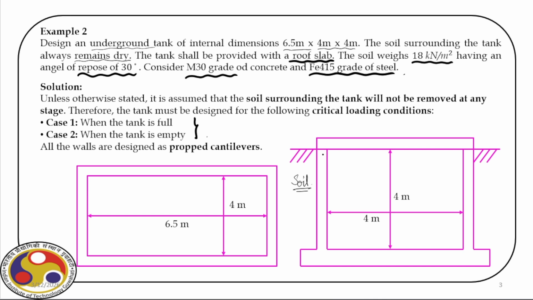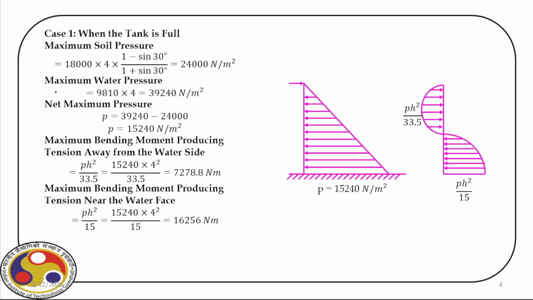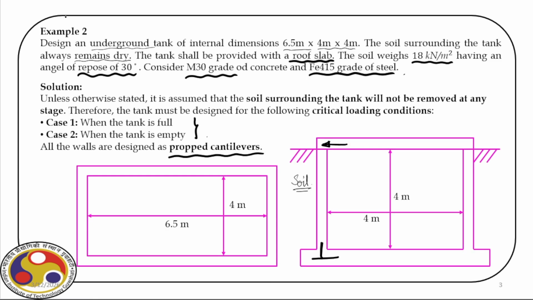For the design, as you can see, the wall is connected at the base, and at the top it has a support, so the wall behaves as a propped cantilever, right? So we'll design accordingly. So let us see. Case 1 is what we have already discussed, when the tank is full.